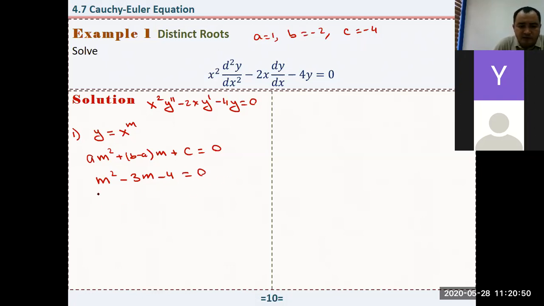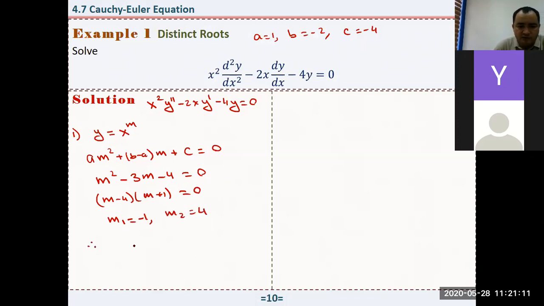By factorization, we can solve this. −4 times 1 equals −4. −4 plus 1 equals −3. So it is (m − 4)(m + 1) = 0, or m₁ = −1, m₂ = 4.